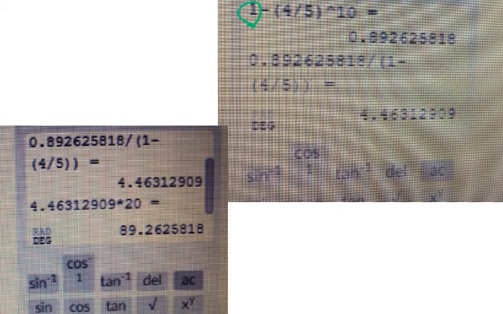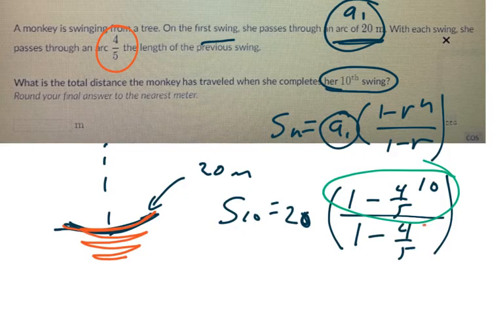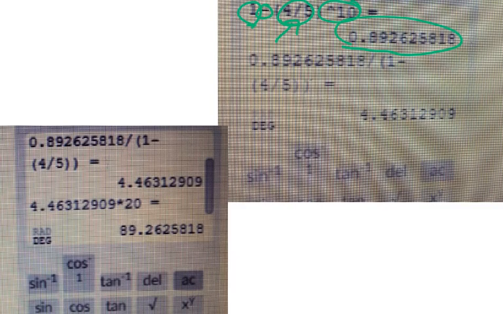1 minus 4/5 to the 10 power. Guys, in calculators like this one, get used to using parentheses when you want to type in fractions, by the way. So we get 0.8926 something, right? Now what? Well, if we're following the formula, we want to divide by 1 minus 4/5. So notice I'm dividing by parentheses 1 minus 4/5.